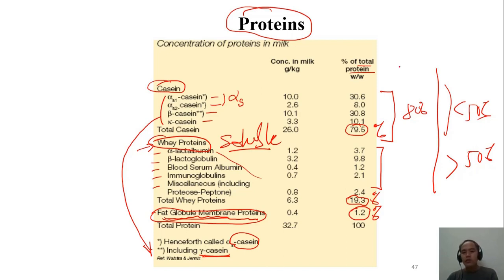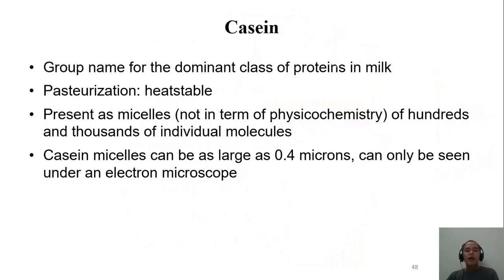But now, of course, we are talking about cow milk. Okay, so we just look at the characteristics of the different groups. The first one is casein. This is the group name of four species. And then they are heat stable. When we pasteurize the milk, they are not denatured. They do not precipitate normally.